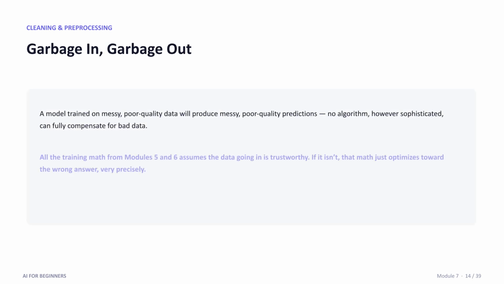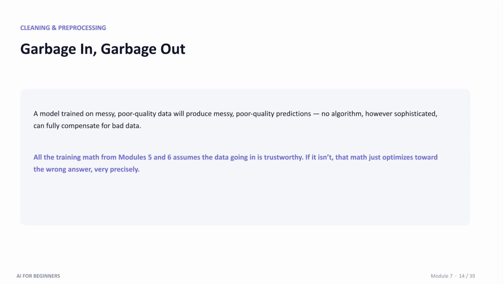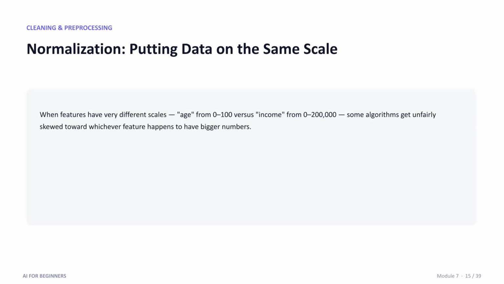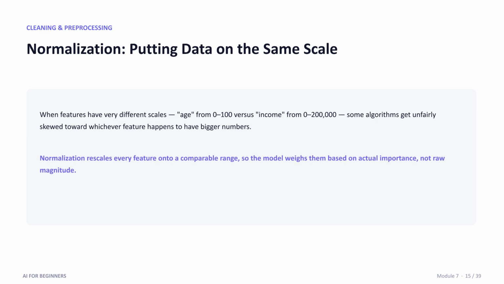No matter how sophisticated an algorithm is, it cannot fully compensate for poor quality data. The training math relies on trustworthy data. Otherwise, it will simply optimize toward the wrong answer. Finally, we use normalization to put data on the same scale. If features like age and income have vastly different ranges, models can be unfairly skewed. Normalization scales them so the model weighs them by importance, not just raw size.